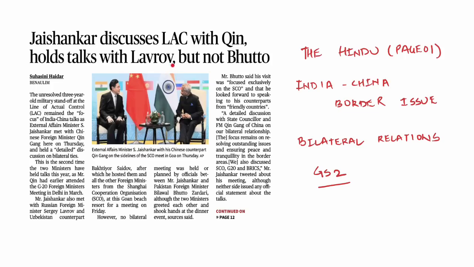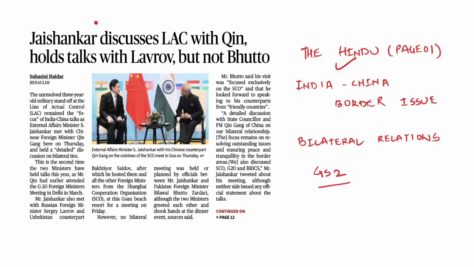Moving on to the next article of the day, the article has appeared on page 1 of The Hindu and basically talks about the meeting between the External Affairs Minister of India, that is S. Jaishankar, with his Chinese counterpart, Qin Gang. Now, the meeting between the two foreign ministers was primarily focused on the unresolved 3-year-old military standoff on the Line of Actual Control. Apart from that, External Affairs Minister S. Jaishankar also met with the Russian Foreign Minister and the Uzbekistan Foreign Minister at the Foreign Ministers' Summit of SCO.